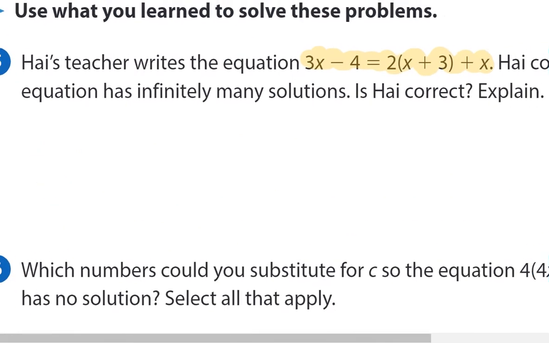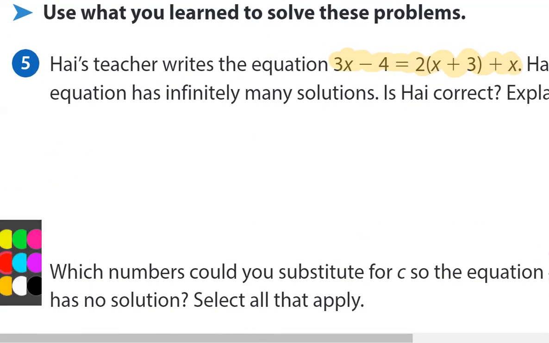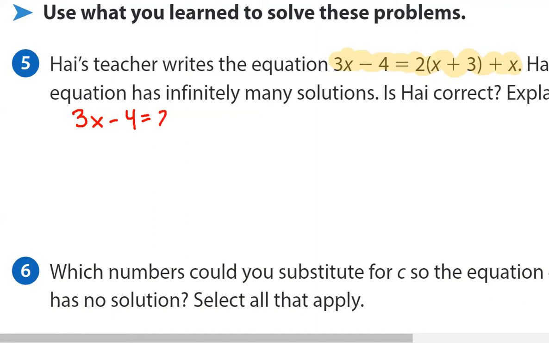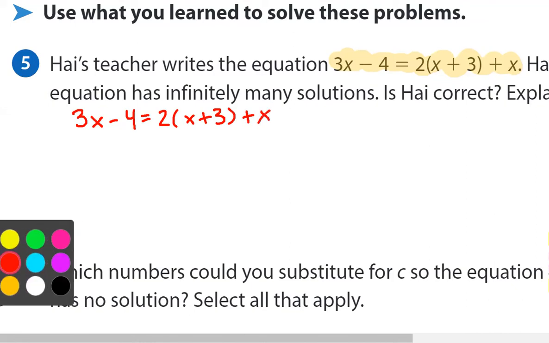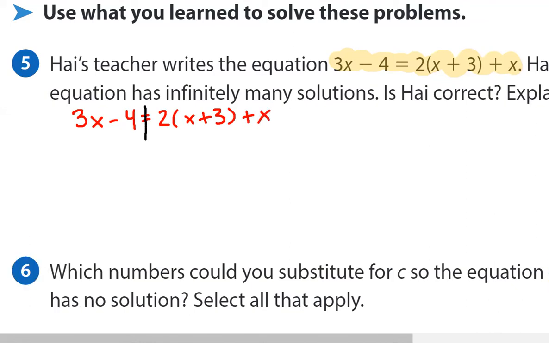Let's see if I have enough room to do this, so I'll try to write small. 3x minus 4 equals 2 times x plus 3 plus x. I'm going to split my equation down the middle, to make sure I'm keeping it balanced. The first thing I always like to do is eliminate parentheses by distributing the constant that is outside of the parentheses. So I have not messed with this side of the equation.